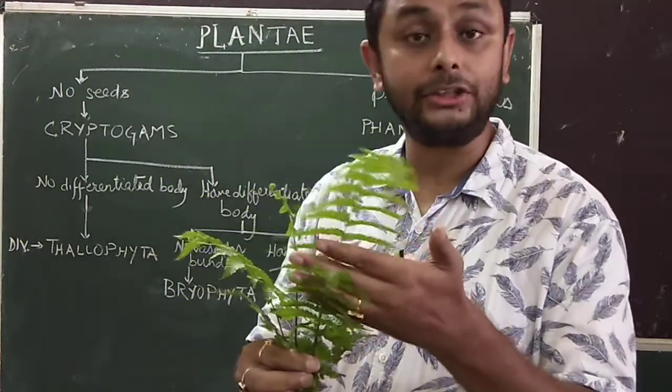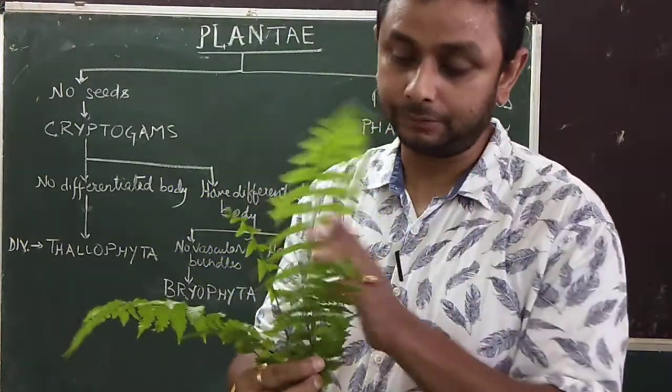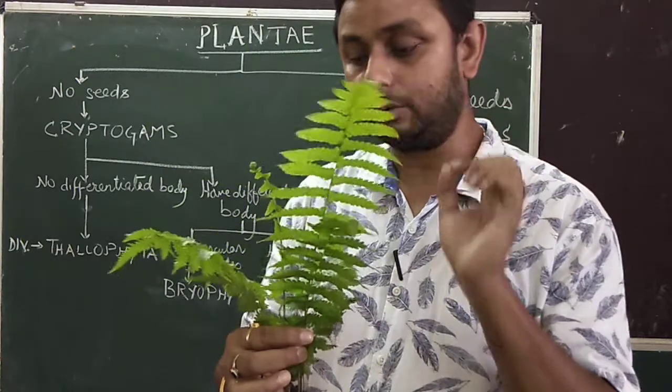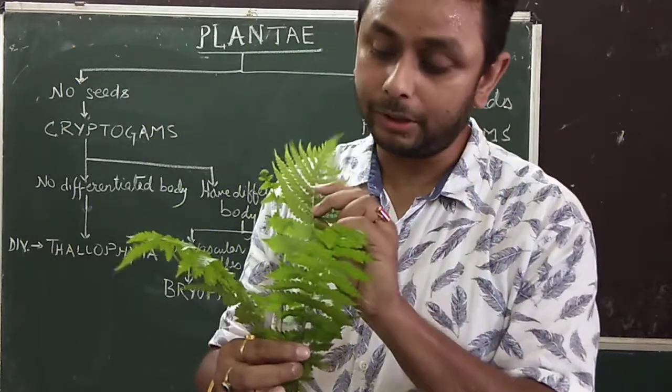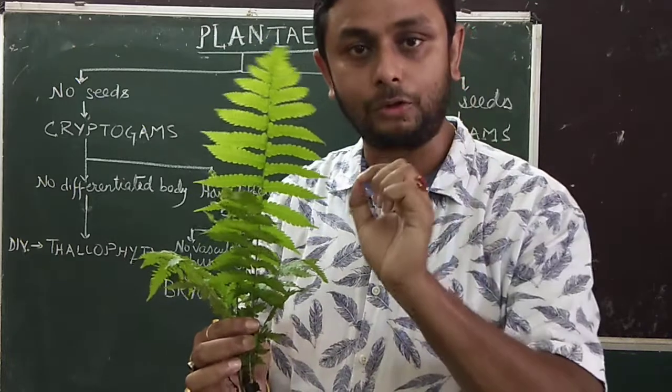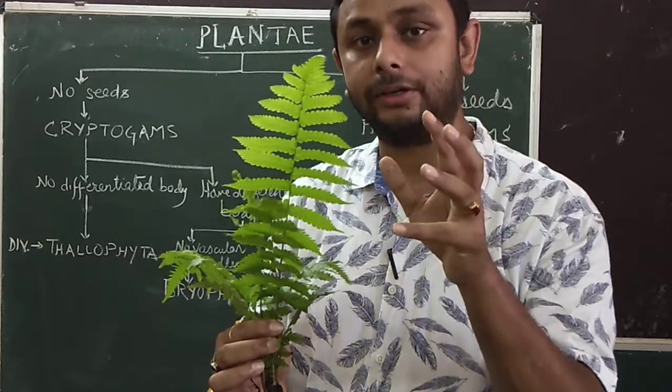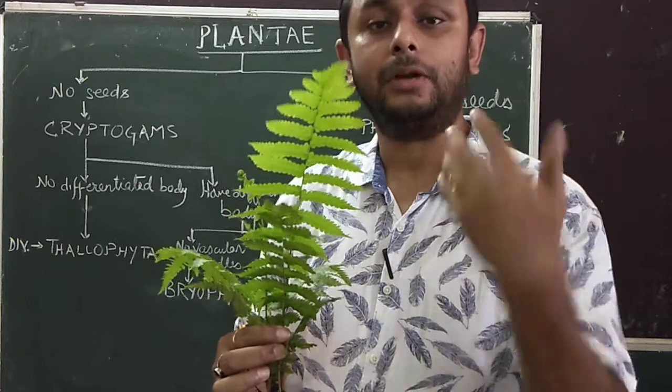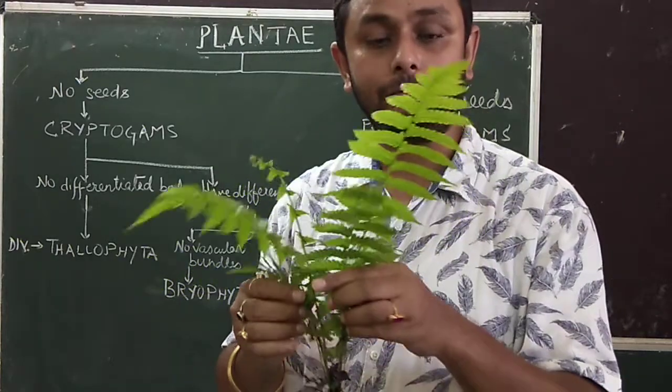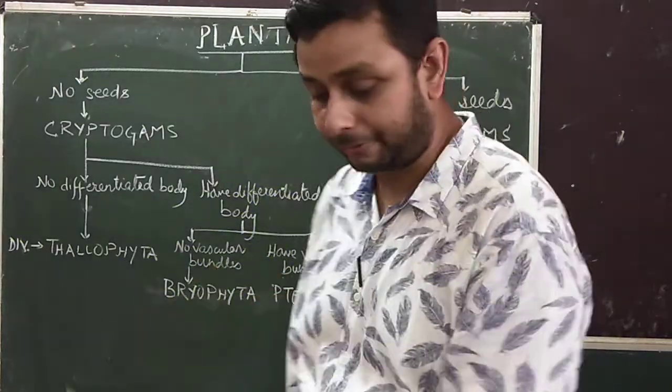Now, if you look at a mature fern leaf, this is not a mature one, but in case you get hold of a mature fern leaf, below the leaf you will find some yellow spots. Those are the spores, the reproductive structure. So they multiply with the help of those spores. So fern is an example of Pteridophyta.